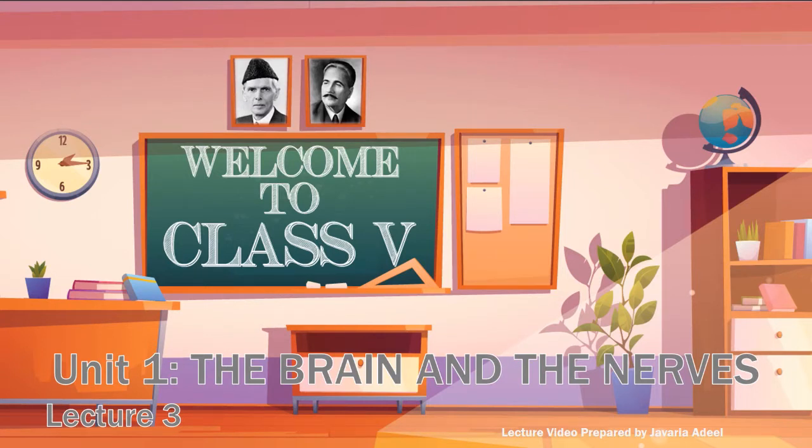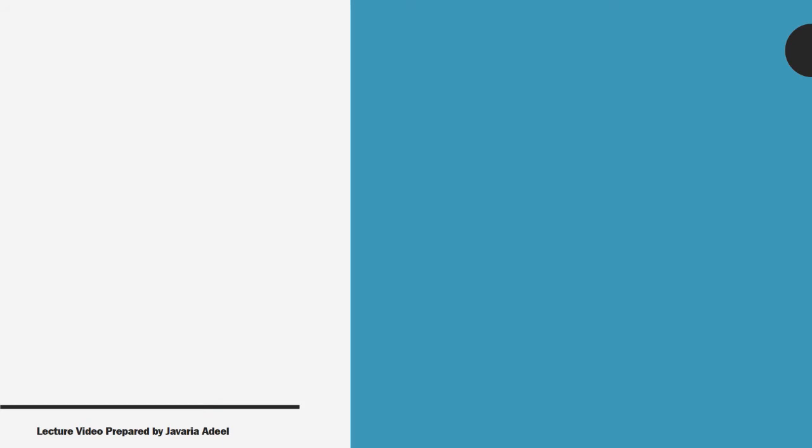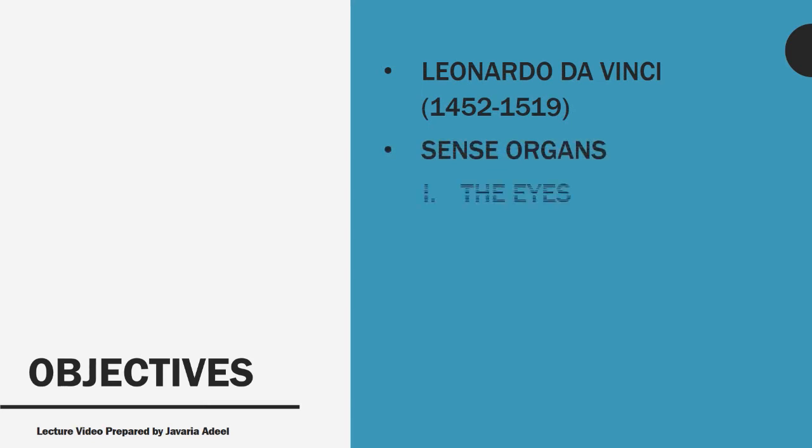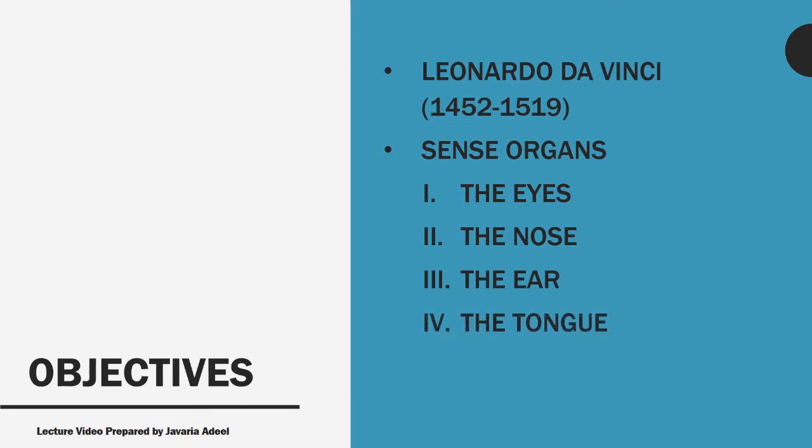Now, in our last lecture, we studied the nervous system, the functioning of the brain, as well as a brief introduction to nerve cells or neurons. In today's lecture, we will be studying all about Leonardo da Vinci, who was a great contributor to the field of science. Apart from that, we will be studying the sense organs. These sense organs include the eyes, the nose, the tongue, and the skin.